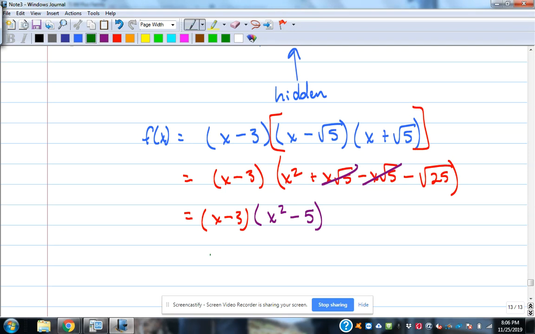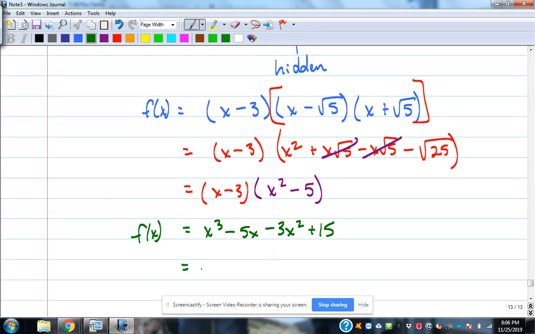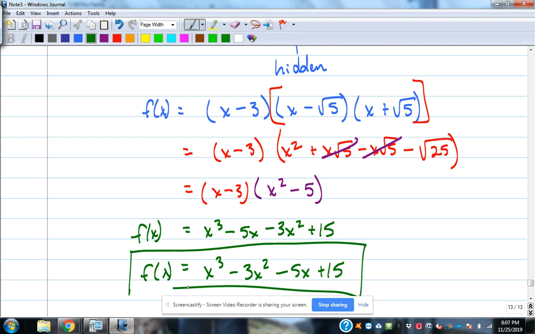So x times x squared would be x cubed minus 5x minus 3x squared plus 15. That's not in the right order. It's the right stuff, but not in the right order. So put it in the right order. X cubed minus 3x squared minus 5x plus 15. That's the correct answer. So again, if there's a square root involved, they don't tell you about all the zeros if they don't have the plus and the minus out of that.